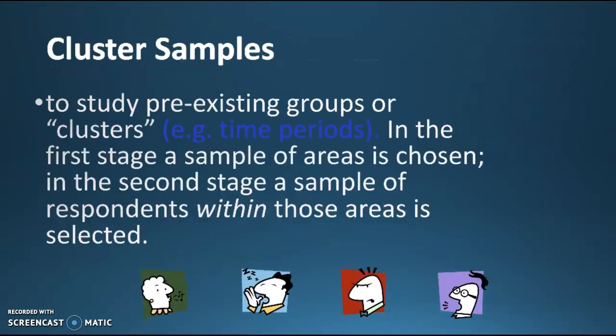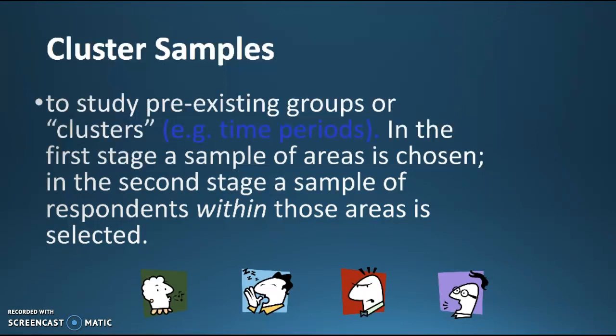Cluster samples. This is like taking one group and splitting it, another group splitting it, another group splitting it. So we study a pre-existing group or a cluster. We often do this with time periods. In the first stage of a sample, and then in a second stage, you split it again within those areas. So we actually divvy up the clusters.